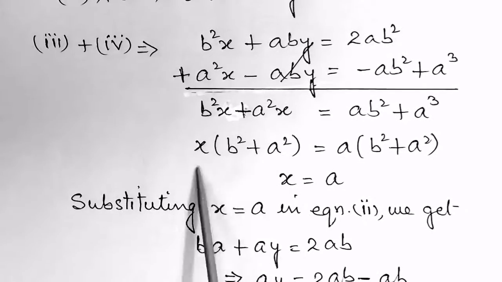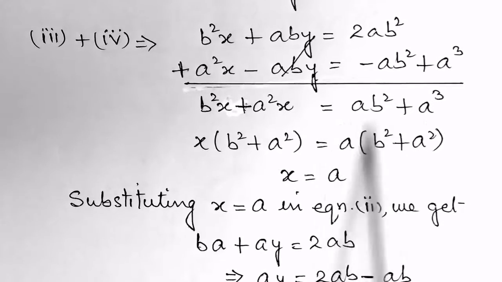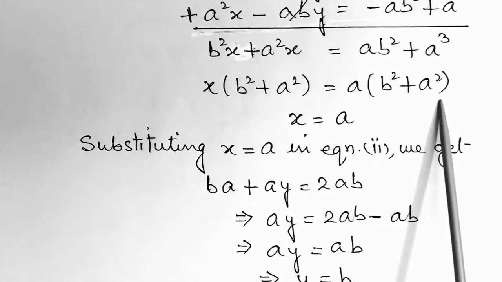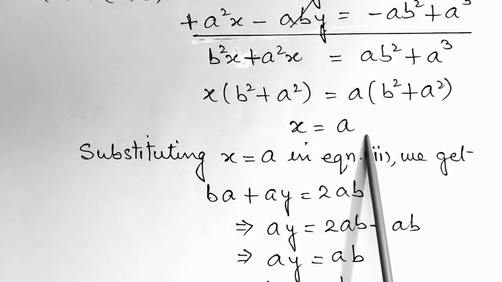Now from these two, x is common, so b square plus a square you're left with. Similarly from these two, a is common, so you're left with b square plus a square. Now b square plus a square, they will get cancelled, so x is equal to a.